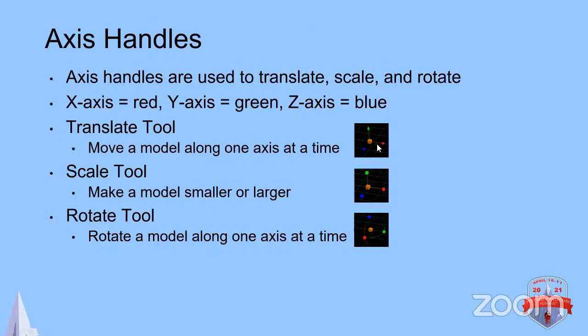So the axis handles. I basically copied this from Blender, and the axis handles, the red one's always the x-axis, green is the y-axis, and Z is the blue axis. And this first one you see with the arrowheads, that's a translate when you want to translate the object. The scale tool would be squares when you want to scale an object, and the rotate tool is when it looks like arcs. And you rotate between the different tools by clicking on the orange box in the middle.